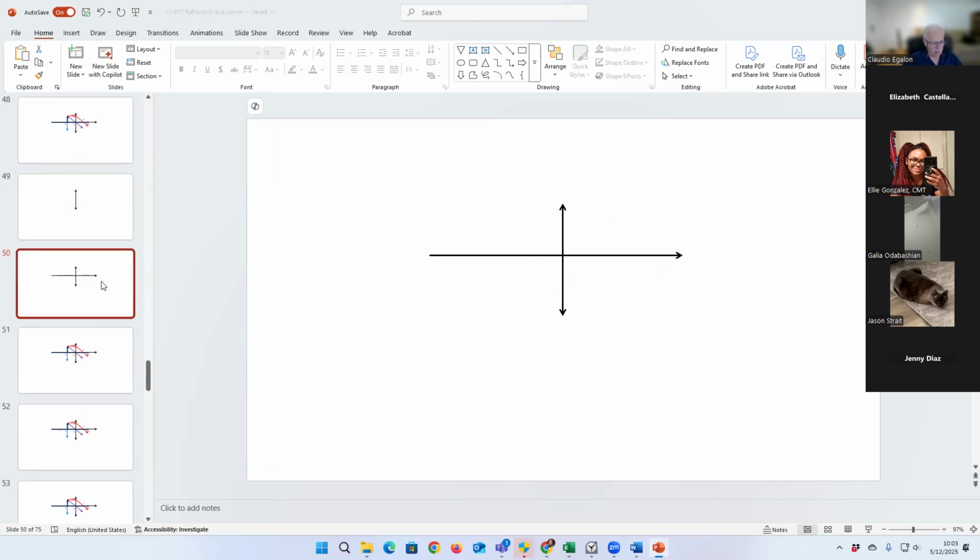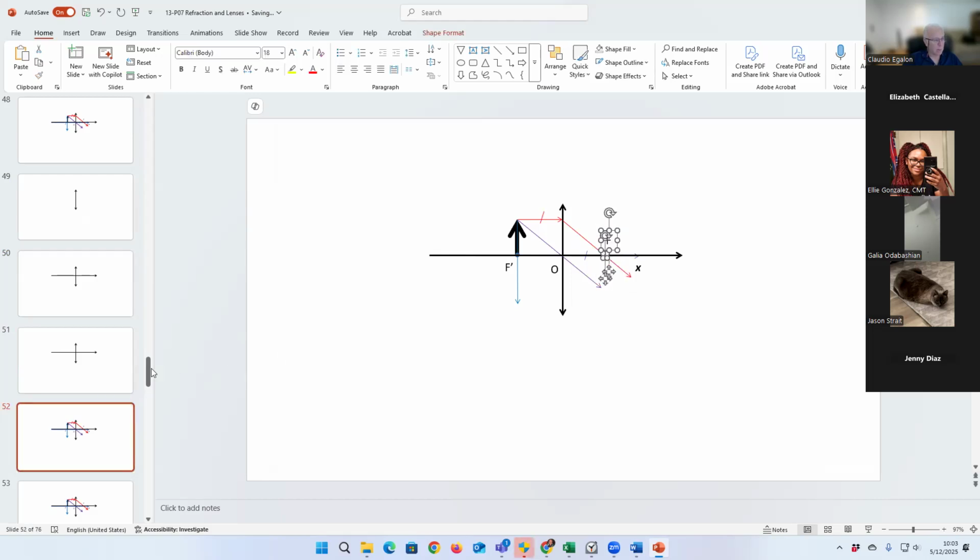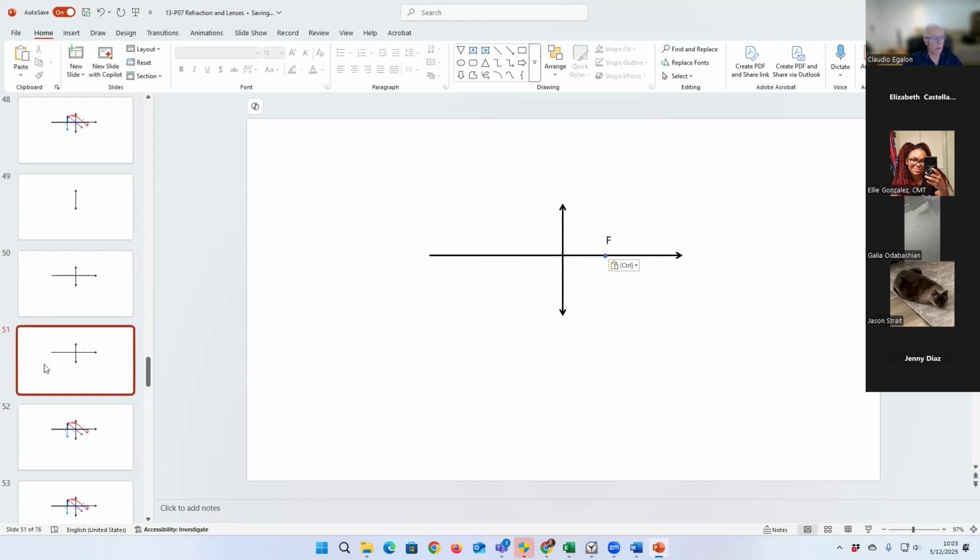Principal axis. What else? Focal point behind the lens. Focal point in front of the lens.